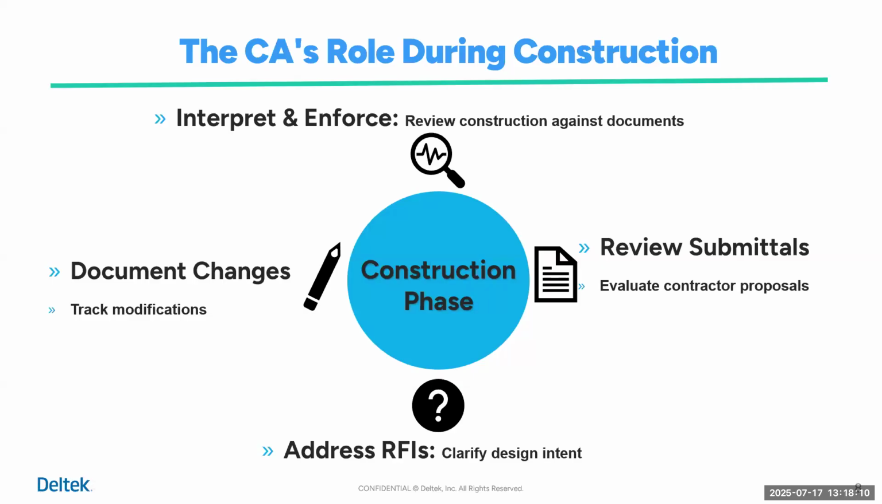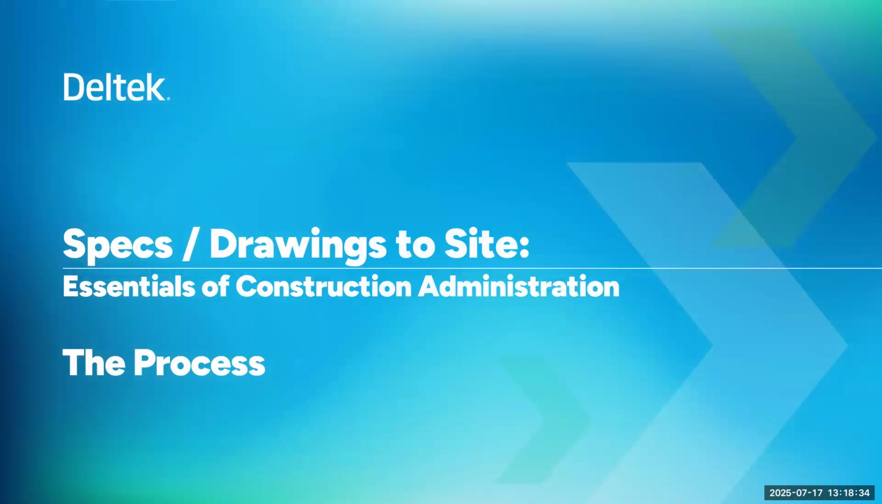You know, early coordination among the architects and engineers and contractors and other stakeholders is one of the most effective ways to reduce delays caused by design changes that might even occur during construction. So let's talk about the process of these tasks of the construction administrator. The process.